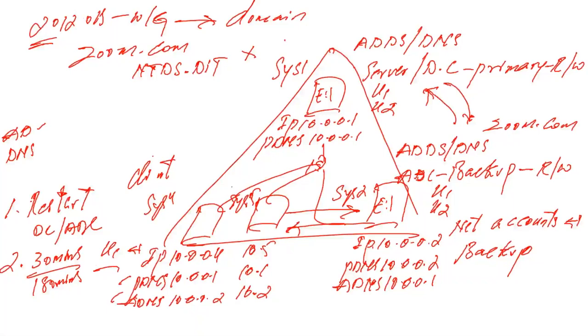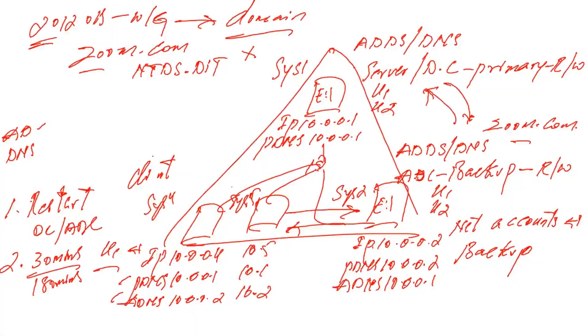Now tell me, is this called single domain or multiple domain? This is a single domain. Why? Because what is the domain name here? Zoom.com. So in a single domain, how many servers do we have? Two servers, one DC and one ADC. So we have two DCs, one primary server and one backup server. So your network should be like this.